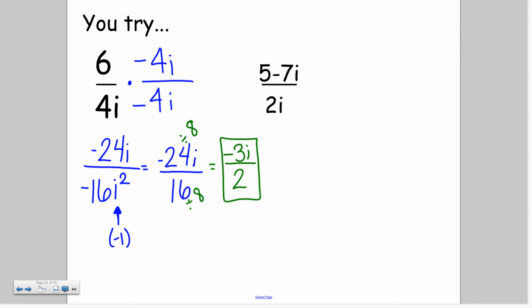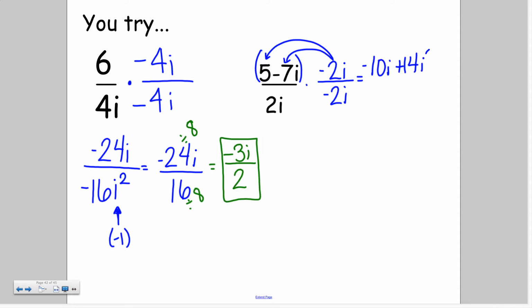All right, now the next one. Multiply by the opposite that's on the bottom. And remember, I need to distribute the 2 to both things on the top there. So negative 2 times 5 is negative 10i. Negative 2 times negative 7 is a positive 14i squared. And then negative 2 times 2 is 4i squared. That should be negative 4i squared.